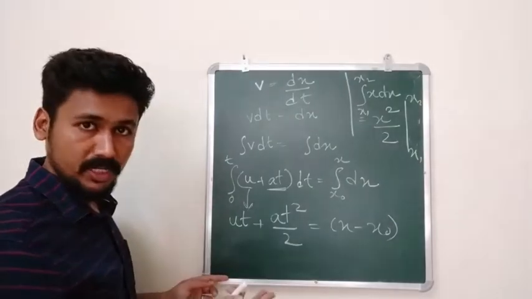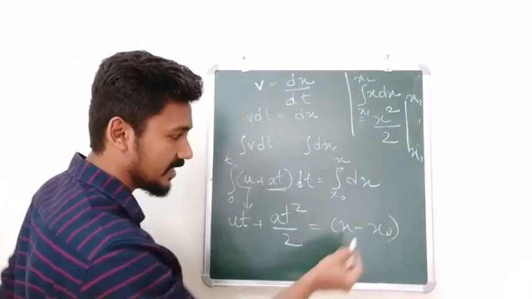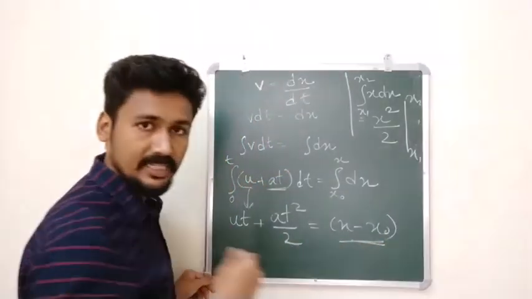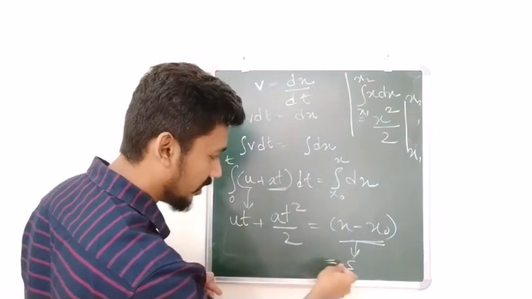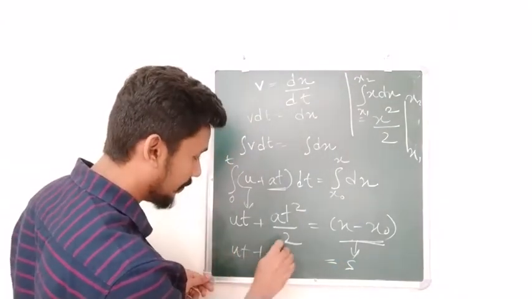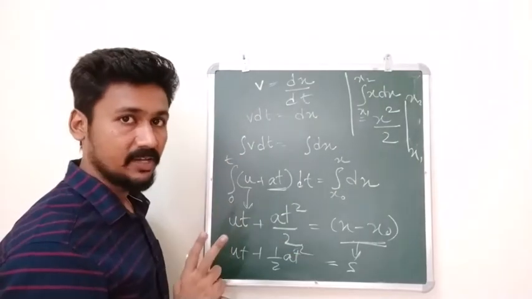Fine. So what is the formula you are getting now? ut plus half at square is equal to x minus x naught. X minus x naught is nothing but the change in position, correct? Or displacement. So this we will write as s. So we will get s is equal to ut plus half at square. That is our second equation of motion.